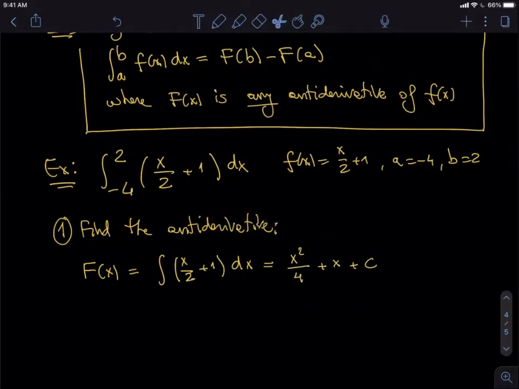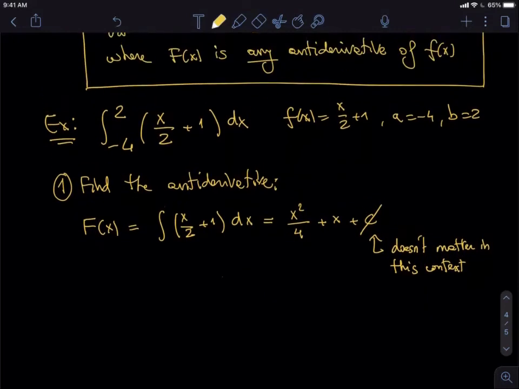Now, notice that the theorem says any antiderivative. So the constant doesn't really matter, so we can just not put it. In other words, it says any antiderivative, so we might as well take something that is convenient for us and make c equal 0. So we have an antiderivative there.